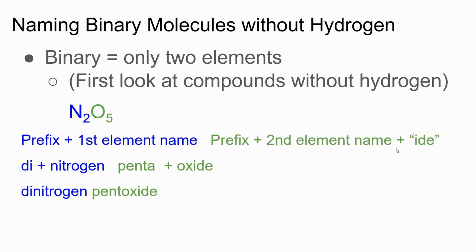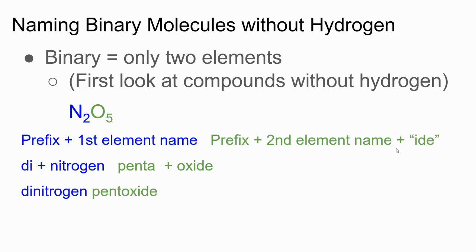molecular compounds. Okay. So this is how we name them if they don't have hydrogen. We are going to use a prefix and then the first element name, and then a prefix and then the second element name. The second element name we change to ide, just like in ionic compounds. Okay. So we're going to say prefix. The prefix is on this sheet. The prefix tells us how many we have. So if I have 3 of something, that's going to be tri.